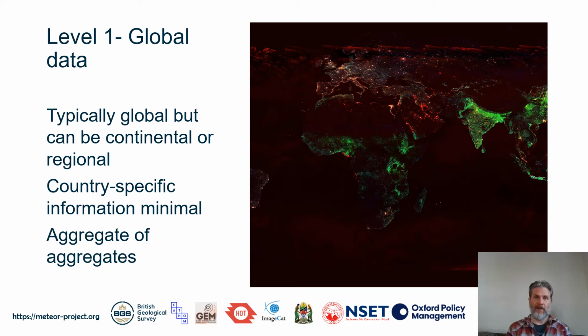It's data that was not collected at the country-specific level, but essentially it tends to be an aggregate of aggregates. It can be based on global population data sets with just a few things tweaked for a specific area. But the purpose of a level 1 is essentially to get something that can be used very crudely to assess risk and figure out where you might want to take a closer look.